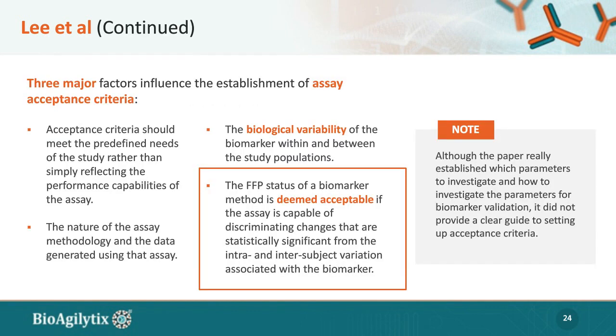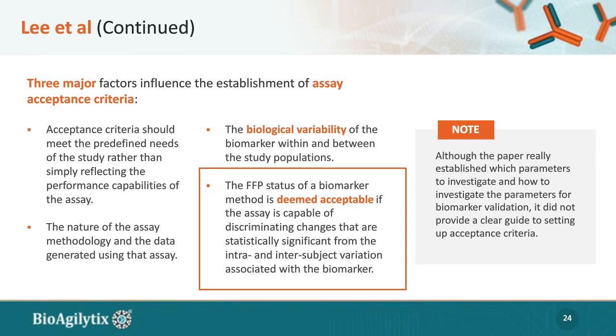In this paper, there were discussions around the assay parameters as well as the acceptance criteria. There are a couple of key statements that I want to read for you, which I think is the meat of this paper. Acceptance criteria should meet the predefined needs of the study rather than simply reflecting the performance capabilities of the assay. At that time, they did not call it context of use. However, this is really the direction that they were thinking.